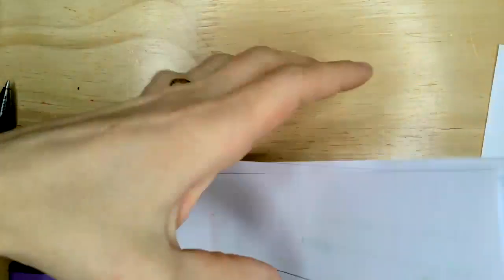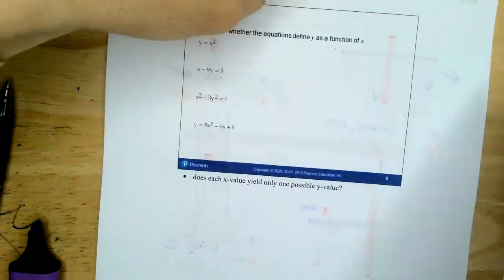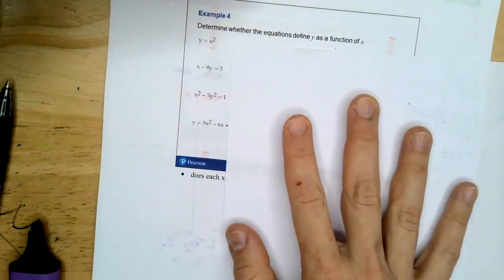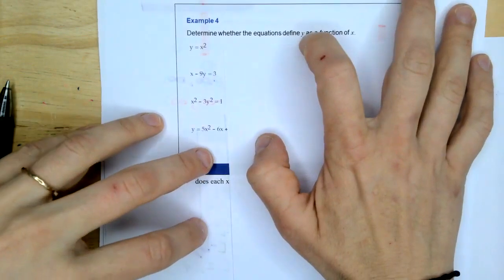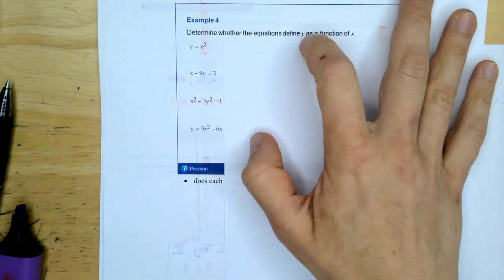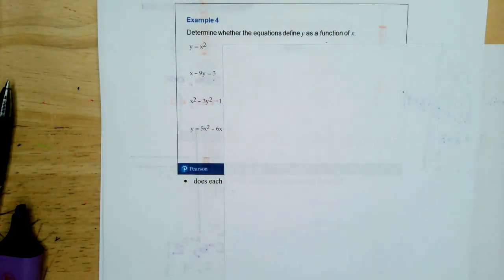All right, so our next task is to determine whether the equations define y as a function of x, okay? Basically, for something to be a function, it needs to be unique. What needs to be unique is that there is only one y for every x. So if y is defined as a function of x, that means y is unique, okay?